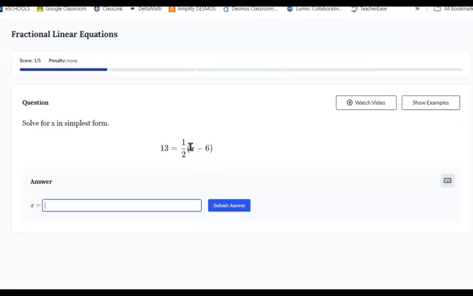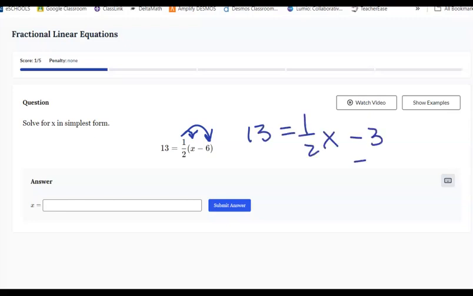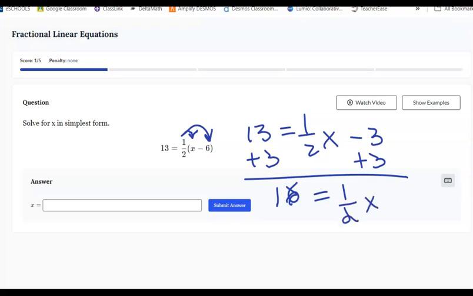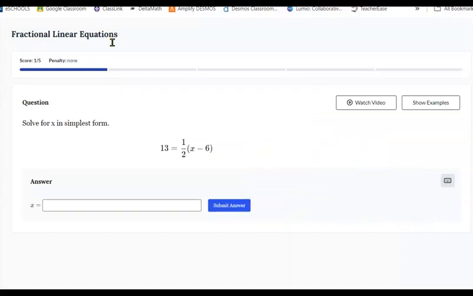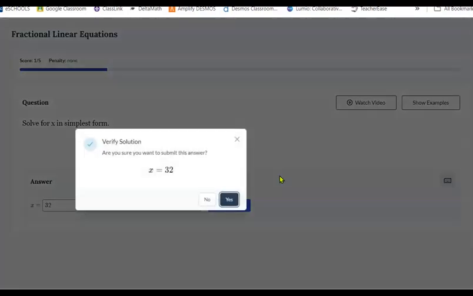All right, so when you're distributing your fraction, you can use your calculator to assist. And then if you have a fractional coefficient, when you get to your final step, like we would here, right? 13 is equal to 1/2 x minus 3, and we'd be adding 3 on both sides. So 16 is equal to 1/2 x. I'm going to multiply both sides by 2/1. Because that is what you do when you have a fractional coefficient. You type your answer. For us, we'll type 32, and we're done.